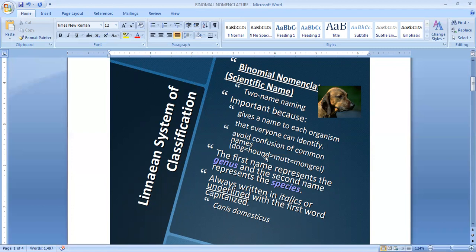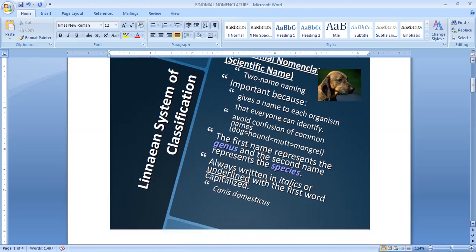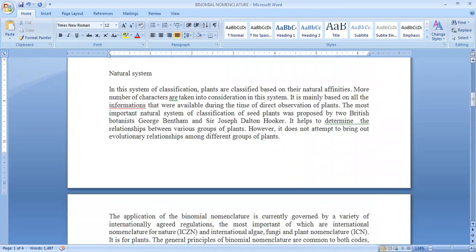Now, the first name represents the genus and the second name represents the species. It is always written in italics or underlined, with the first word capitalized. For example, a pet dog is written as Canis domesticus. Here we see that the C in Canis is a capital letter.